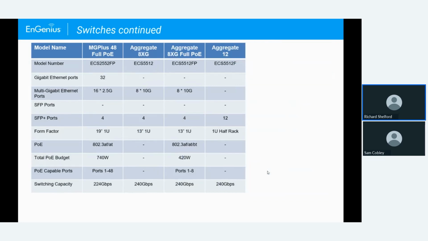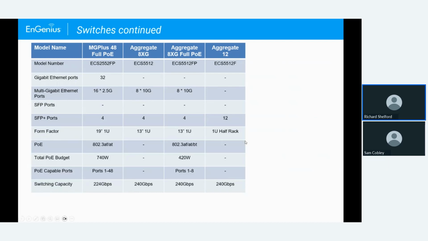And then we have what we call the aggregation switches. Again, they're layer 2 switches, but they are giving you a much higher count of multi-gig ports and higher-speed multi-gig ports. So we've got 8 10 gig copper ports, or 8 or 12 SFP+ ports across it.